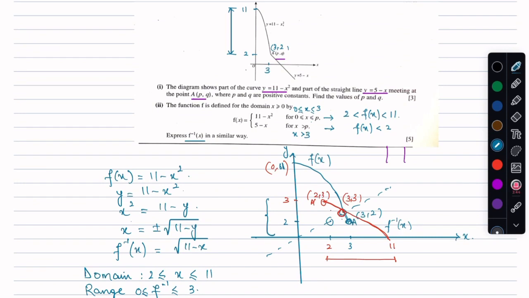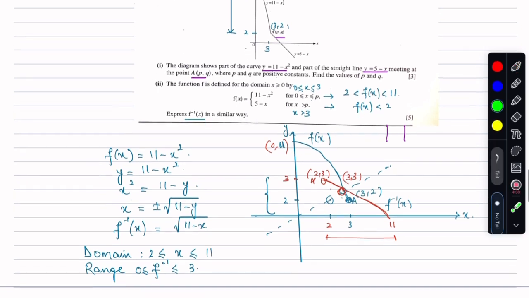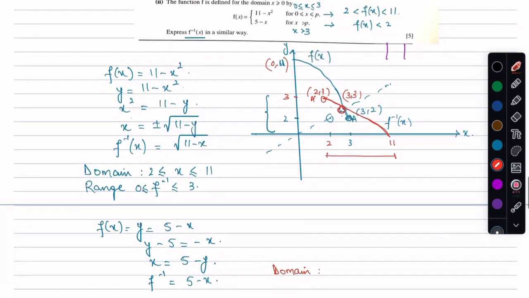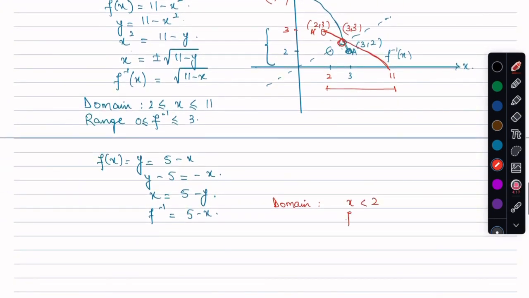Now for this function, the domain was x greater than 3, and the range of the function was f(x) less than 2. So just swap the two, and in this case the domain of the function f inverse shall be for x less than 2, and the range shall be for f inverse greater than 3. So this is going to be the range of the function.